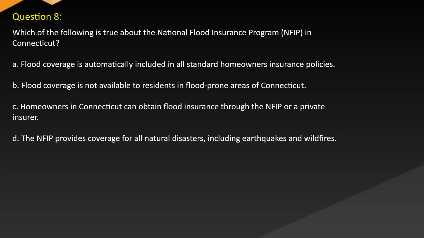Question 8. Which of the following is true about the National Flood Insurance Program (NFIP) in Connecticut? A. Flood coverage is automatically included in all standard homeowners insurance policies. B. Flood coverage is not available to residents in flood-prone areas of Connecticut. C. Homeowners in Connecticut can obtain flood insurance through the NFIP or a private insurer. D. The NFIP provides coverage for all natural disasters, including earthquakes and wildfires.